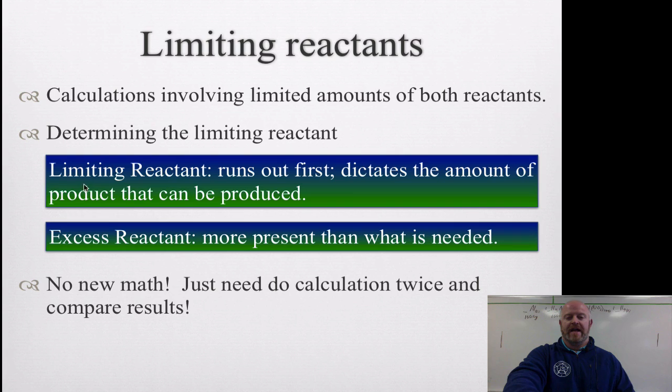Whatever limits the reaction, we call that the limiting reactant. It runs out first and it dictates the amount of product that can be produced. So whatever runs out first, that determines how much you can make. The excess reactant is more than you need, and there'll be some of that left over once the reaction is done running and you've run out of your limiting one.